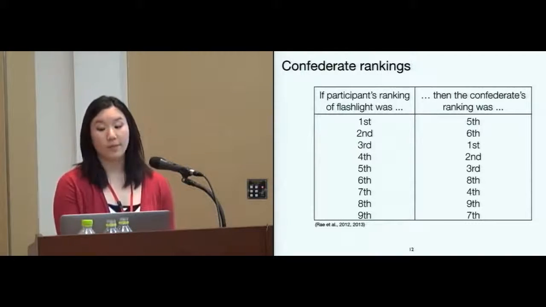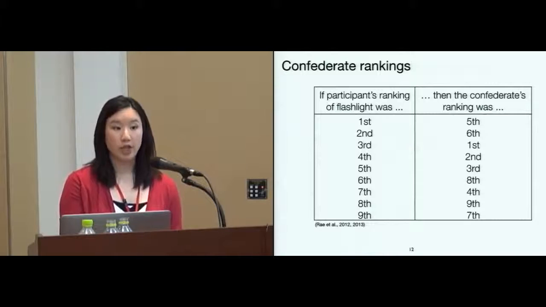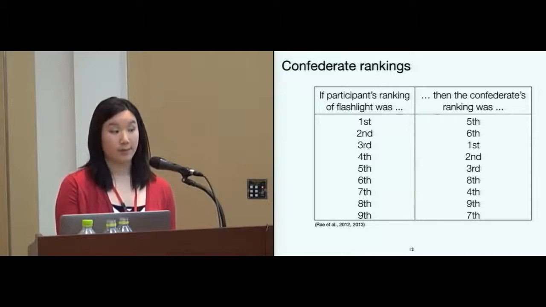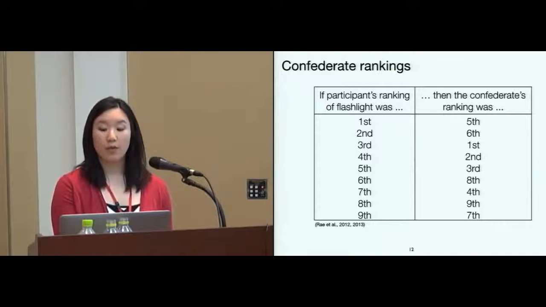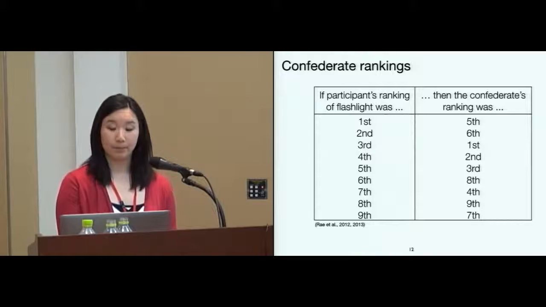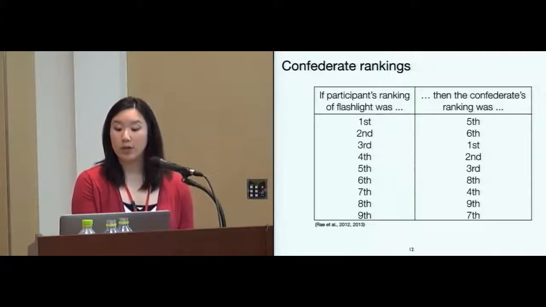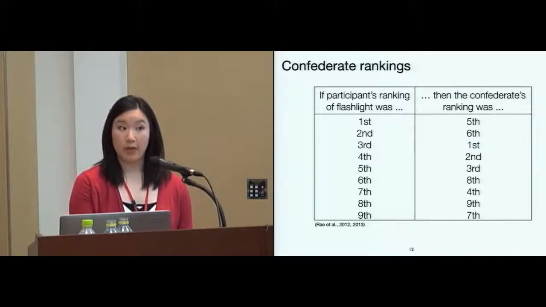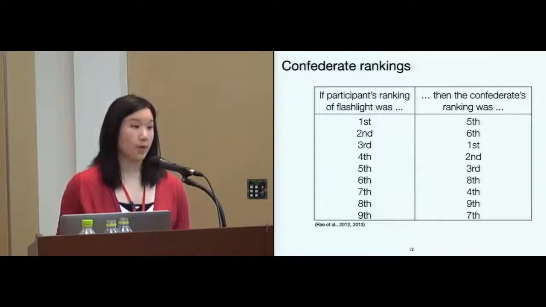After ranking the items, participants spoke with the Confederate to exchange ideas about their rankings. The Confederate appeared as her avatar and argued for a permutation of the participants' rankings. Participants were told that the Confederate was another participant. So the Confederate rankings were determined using this permutation for all of her conversations to maintain consistency. For example, if the participant ranked the flashlight first, then the Confederate's ranking of the flashlight was 5th. This method for determining Confederate rankings has also been used by Ray and colleagues.